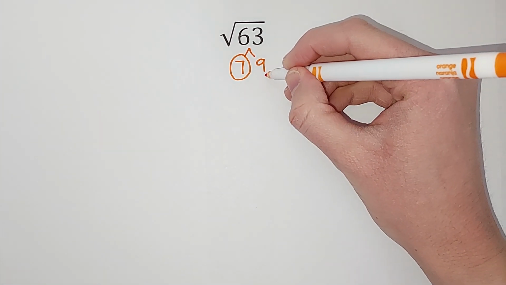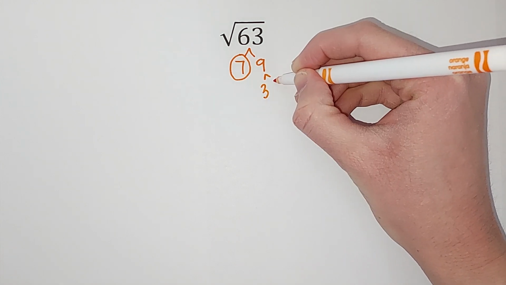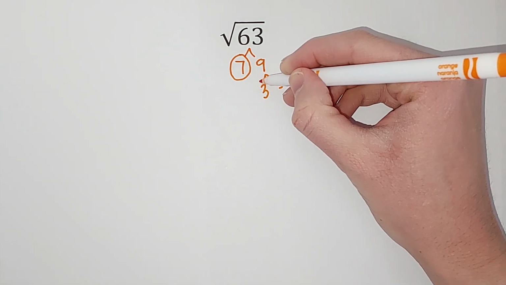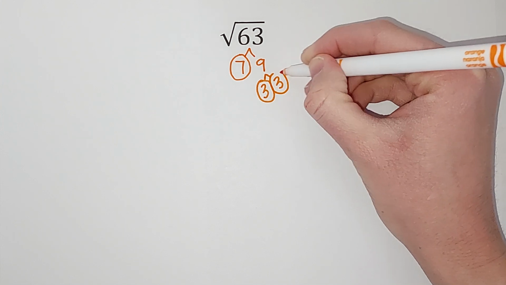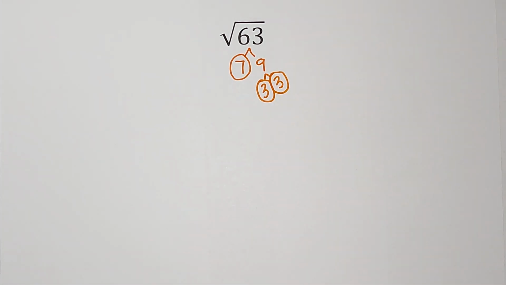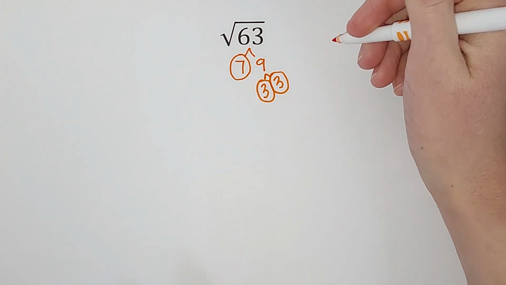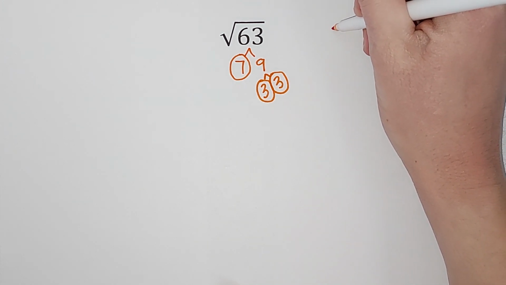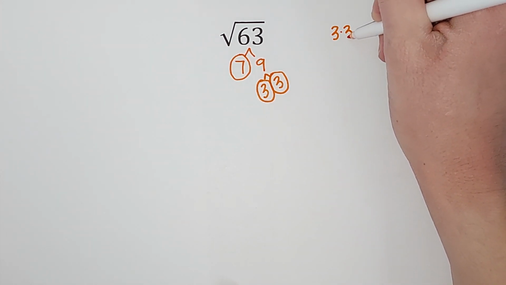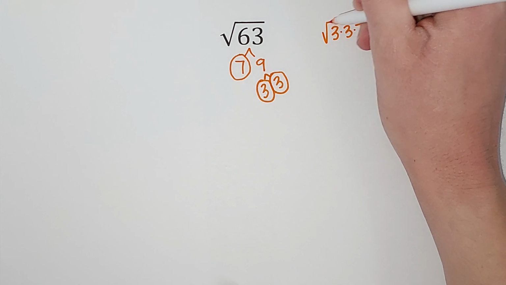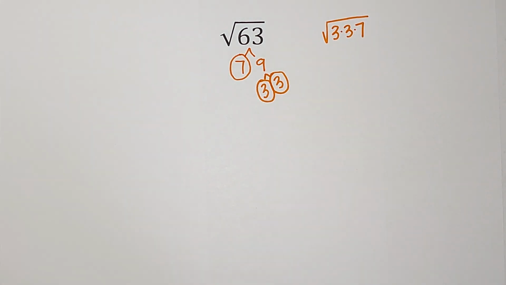Now 9 can be broken down into 3 times 3, right? And 3 is a prime number. So I'm going to circle those as well. Okay. So basically 63 can be written as 3 times 3 times 7. This is the prime factorization, the fancy math term we use for that, of this number.